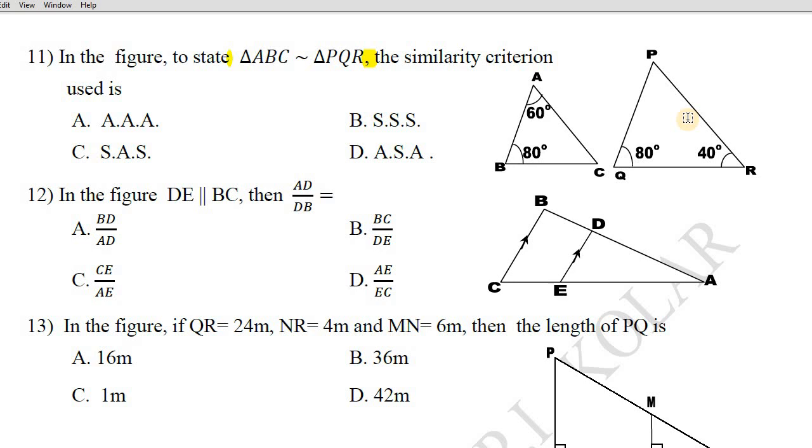Next, come to triangle PQR. In that case, find angle P here. So 80 plus 40 is 120. So angle P should be 60 degree. Now angle A equals angle P, because both are equal to 60 degree. Angle B equals angle Q, both are equal to 80 degree. Angle C equals angle R, both are equal to 40 degree. Hence these two triangles are similar under AAA similarity criterion. It means option A is correct for this.